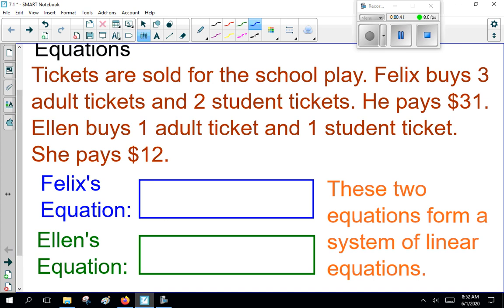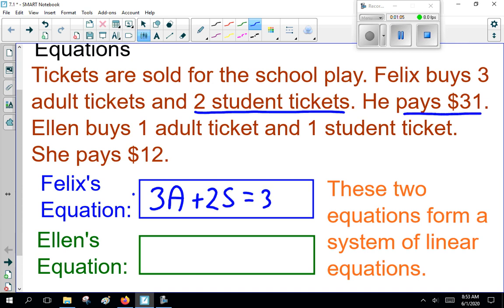So Felix's equation, he buys 3 adult tickets and 2 student tickets and pays $31. So what should we call the adult tickets? So I'm going to call them A. We could call it X, B, 1183, whatever, and 2 student tickets. So what should we call the 2 student tickets? 2S. And he pays how much? $31. So this is most of the lesson right here.